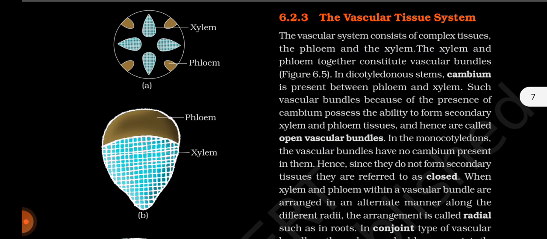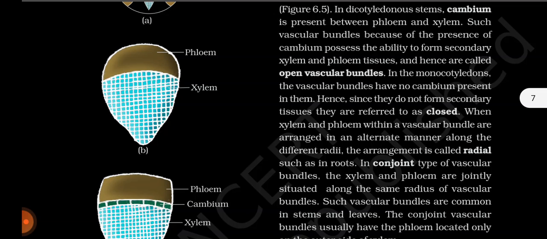Vascular tissue system. The vascular system consists of complex tissues, the phloem and the xylem. The xylem and phloem together constitute the vascular bundle. In dicot stem, cambium is present between xylem and phloem. Such vascular bundles, because of the presence of cambium, possess the ability to form secondary xylem and phloem tissue, hence are called open vascular bundles. In monocots, the vascular bundles have no cambium present in them, and hence, since they do not form secondary tissue, they are referred to as closed.